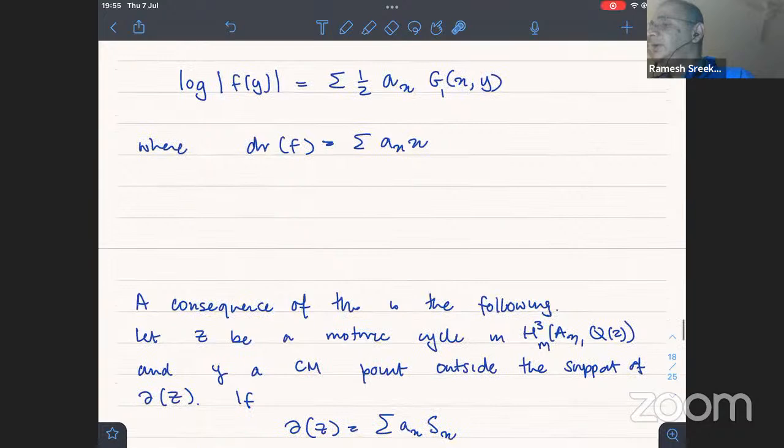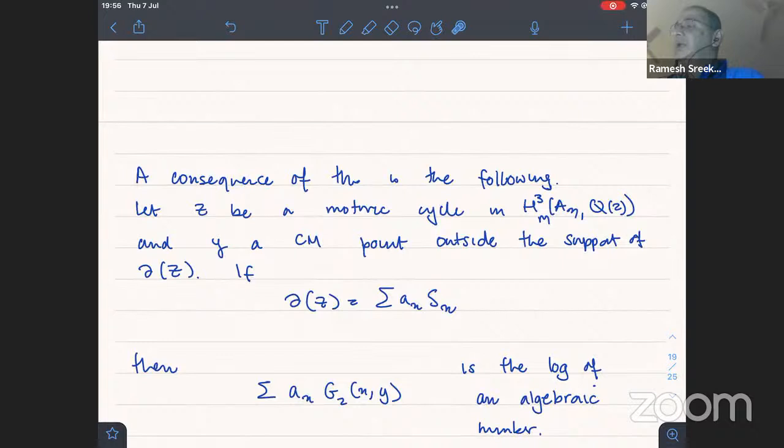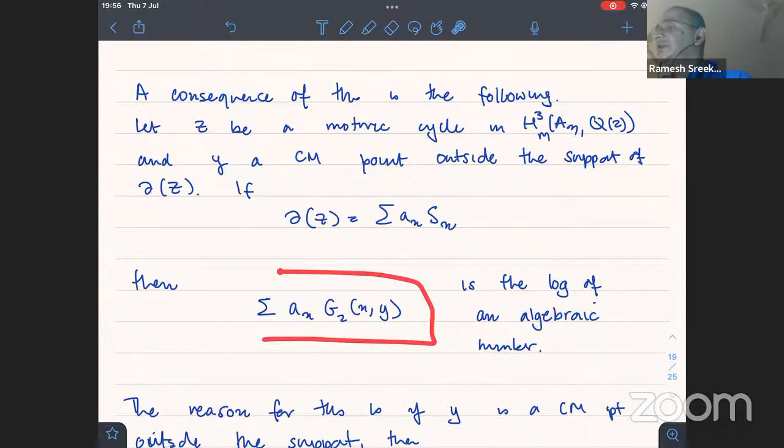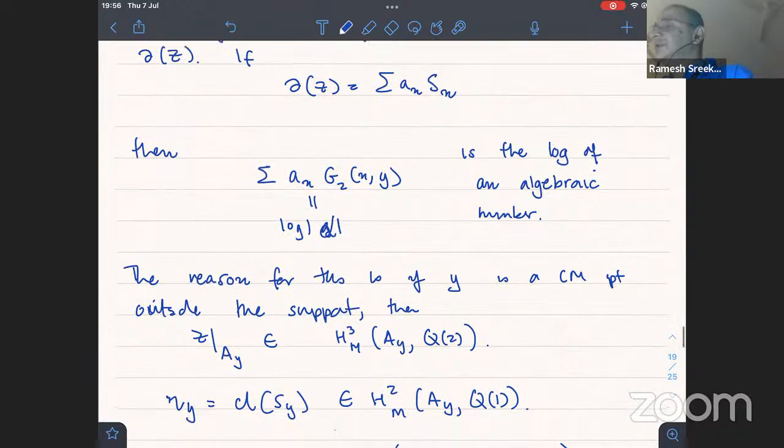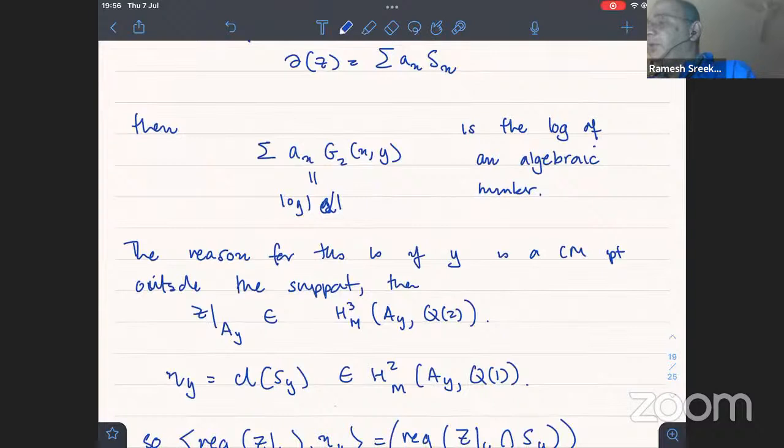Now a consequence of this is the following. If Z is a motivic cycle in this, and if Y is a CM point outside the support of the boundary of Z, so that if the boundary of Z is some summation AX ZX, then summation AX G2XY is the log of an algebraic number. So this is equal to log of an algebraic value, some alpha, let's call it alpha Y, because it depends on Y. Why is that?